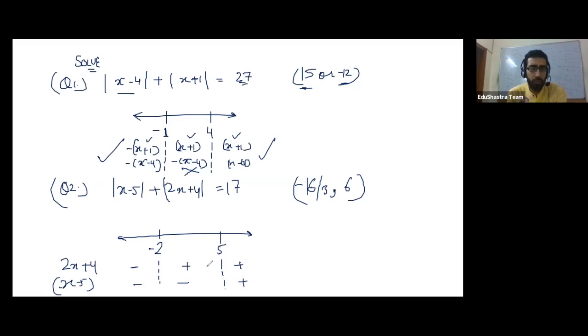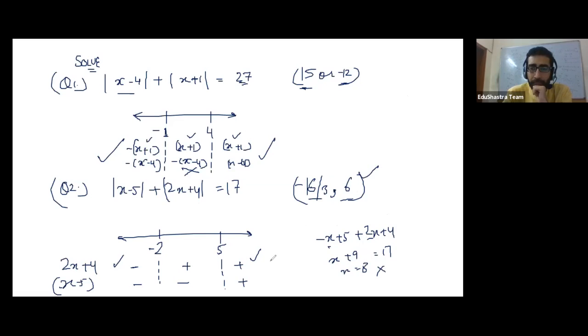So even for this, I don't think there is a solution. I think there is a solution. There is a solution here for sure. There is a solution here for sure. Is there a solution in the middle? Because you get minus x plus 5 plus 2x plus 4, so x plus 9 is equal to 17. You get x equal to 8. So these are the only 2 values.